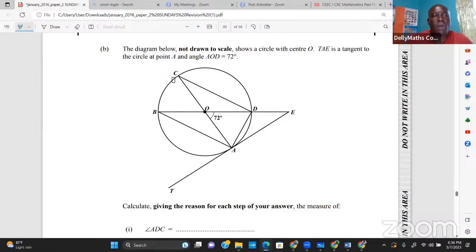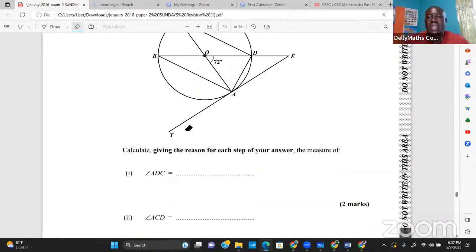It's not drawn to scale, but we're told that the center is O. Very important. O is the center. I like the fact that we're told that. Now, TAE is a tangent. A tangent just kisses the circle at a point, and it kisses it at the point A. This is the point of tangency. Also we have the angle AOD, which is 72 right there. So they gave us a number of pieces of information. Now let's see what it is that they want.